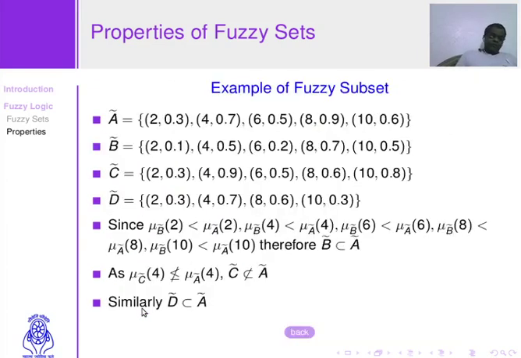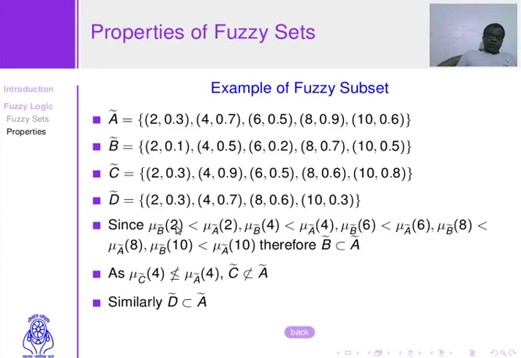Let us consider an example. We have a fuzzy set A with given elements and corresponding degrees of membership. We have fuzzy set B with given elements and corresponding degrees of membership. We also have fuzzy set C and fuzzy set D. So let us consider which of these sets are a subset of a particular fuzzy set. Okay.